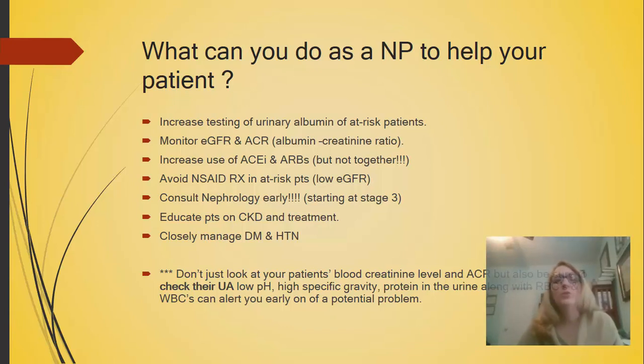What can you do as a nurse practitioner to help your patient? You want to increase your testing of urinary albumin of at-risk patients, monitor their eGFR and albumin creatinine ratio, and increase the use of ACE inhibitors and ARBs, but you don't want to do that together. Avoid prescribing NSAIDs in at-risk patients, specifically those with low eGFRs. Now, you want to decrease your prescribing of NSAIDs as much as possible in general, but specifically with these patients. Consult nephrology early, starting at stage 3, particularly by the time they get to stage 3B.